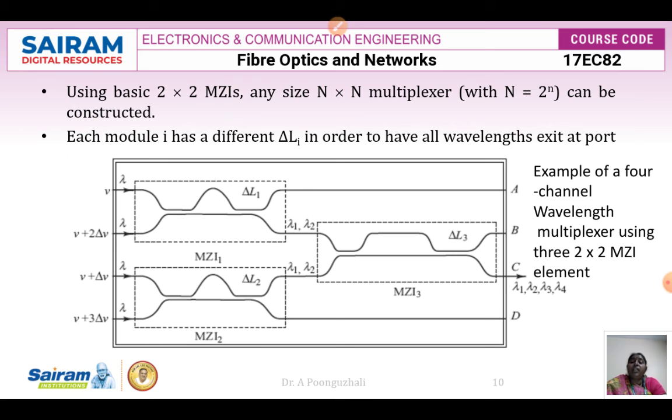So basically when I am going to have 4 inputs, I am going to use 2 cross 2 MZIs, where any size n cross n multiplexer, with n value to be 2 power n, can be constructed there. Suppose each module is going to have a different path difference del Li, then in order to have all the wavelengths exit at the same port, you can have the same phase differences or path differences, or we can have different path differences there.